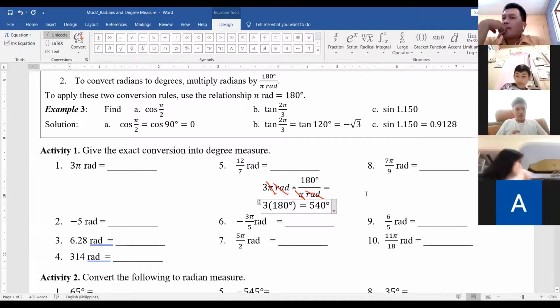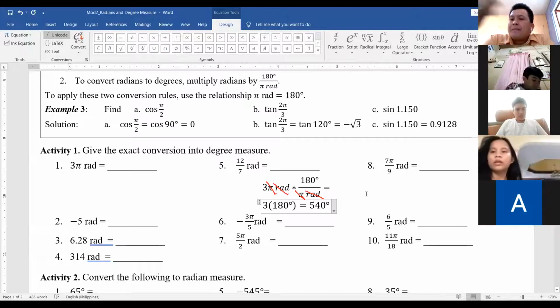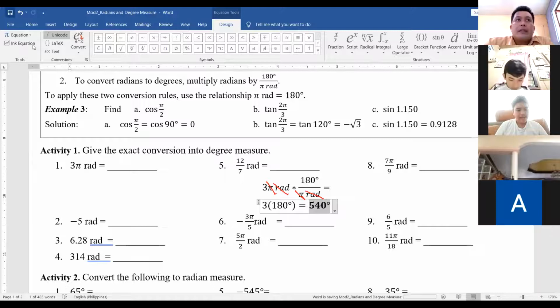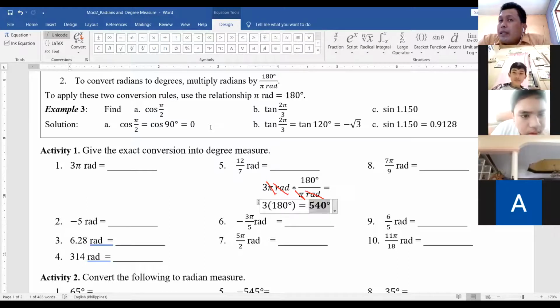Question? I'll get my charger, sir, because my iPad is low battery. Later on, the scope limitation. That's where the scope limit is. Take note of the scope limitation.